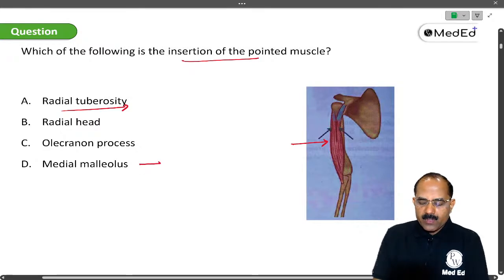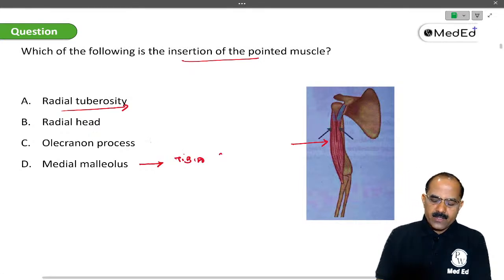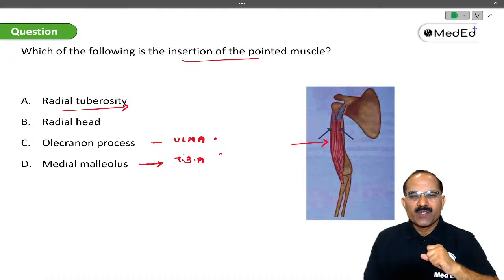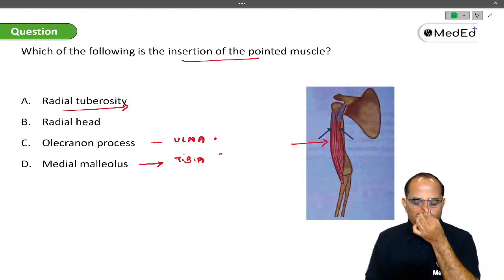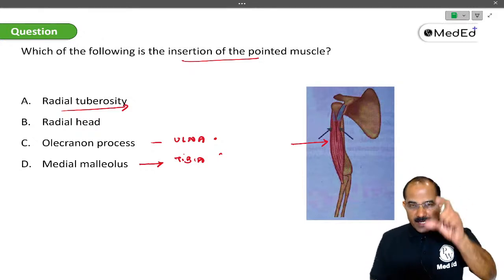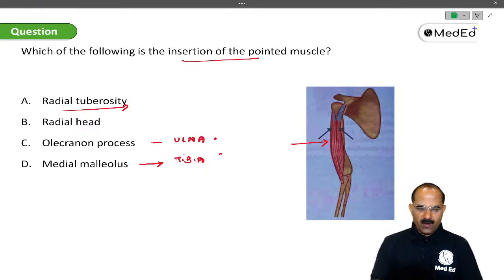Medial malleolus कौन से bone का part है? Medial malleolus belongs to the tibia, right? Olecranon process belongs to the ulna. The muscle attached to the olecranon process, any guesses, bachcho? Yes, Dr. Nitin, very good. Khurshid, Rahul, Dr. Shri, Mukul. बोलिए बच्चों, what is attached to the olecranon process of ulna? ये मेरा सवाल है.